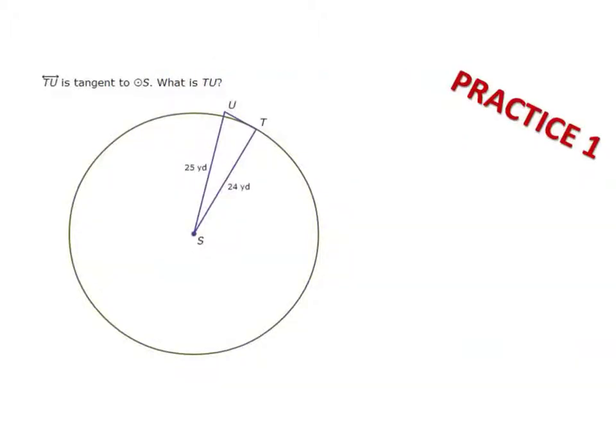Here is your first practice problem. Line TU is tangent to circle S. What is the length of TU? Be sure that you mark your right angle on the circle so that you know whether you're looking for a leg or the hypotenuse.